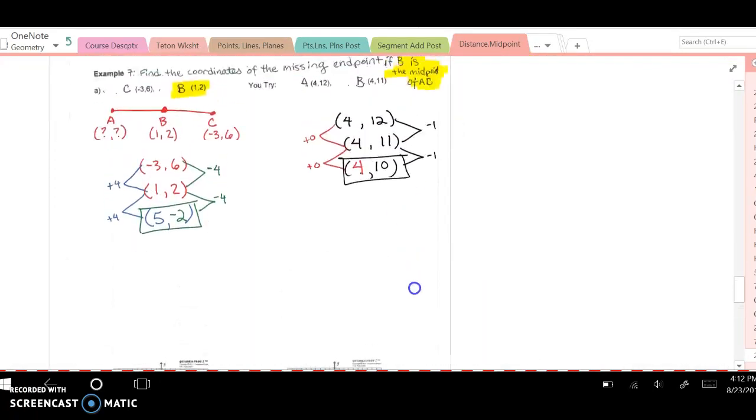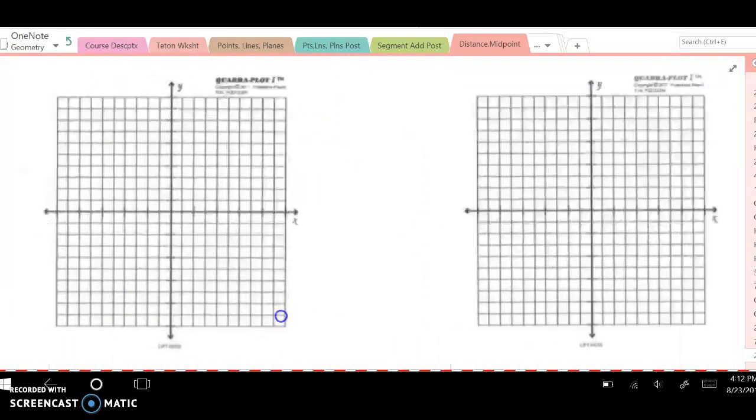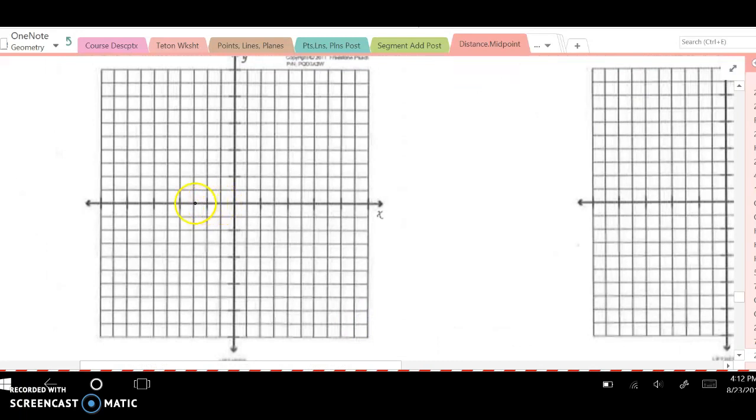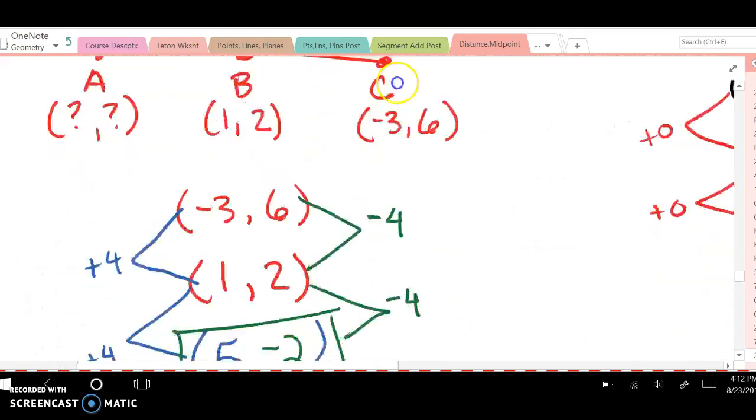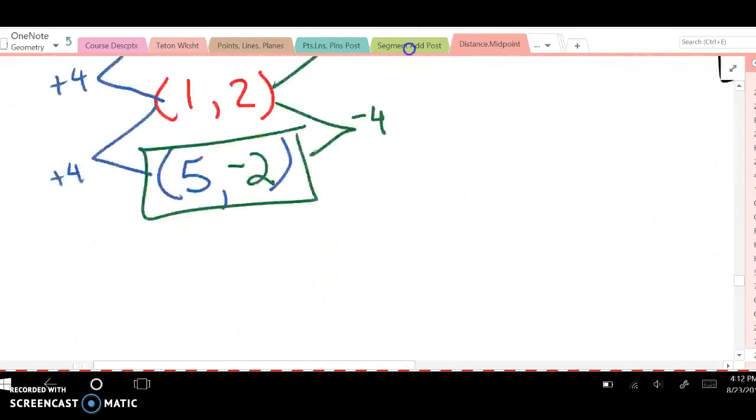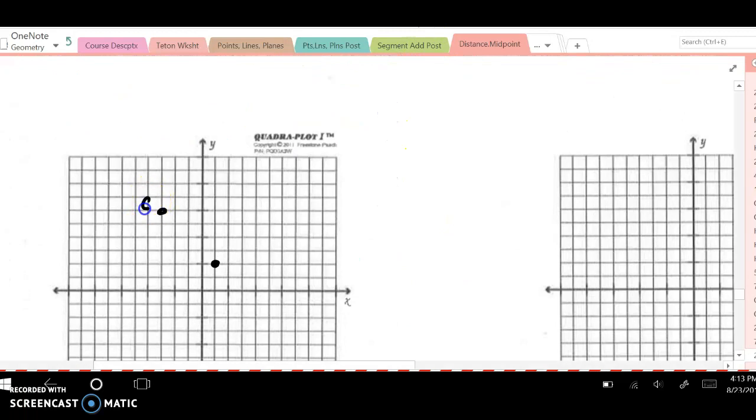Let's look at the grid. Let's graph part A on the grid. Negative 3, 6, and 1, 2. Okay, so we're looking for the actual endpoint. Let's see, what do I have here? I have C and B. C was negative 3, 6. This was B, and A is going to be somewhere in this area. We don't know where, but it should be that the line goes through B and it goes all the way to some point A down there.